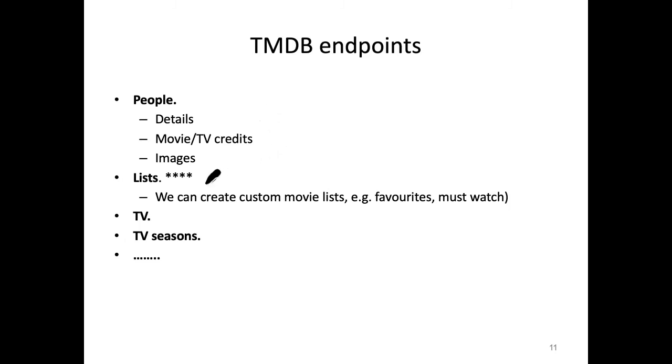There's a lists area, and I've highlighted this because this is linked to the backend as a service and CRUD support that I was talking about a moment ago. The lists endpoint is what you interact with in order to create lists and store them in your account on TMDB. So, your favorites, your must watch lists, your favorite actors, all this kind of stuff. It's a little bit tricky getting that to work because you have to essentially first of all ask TMDB for a token.